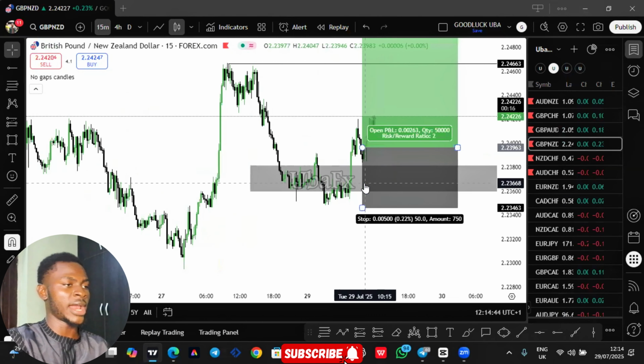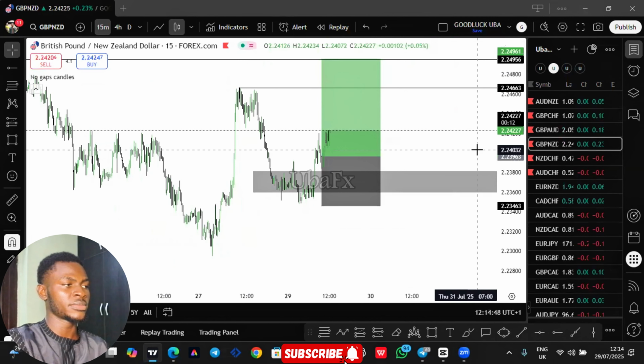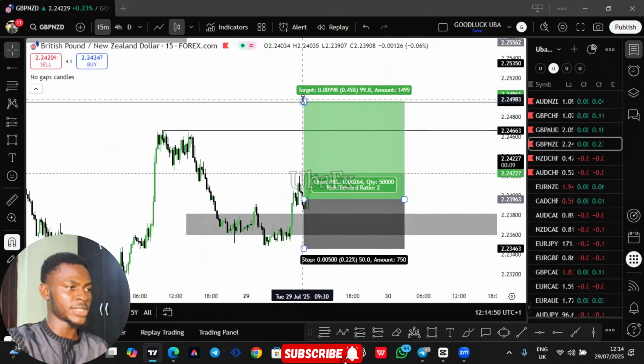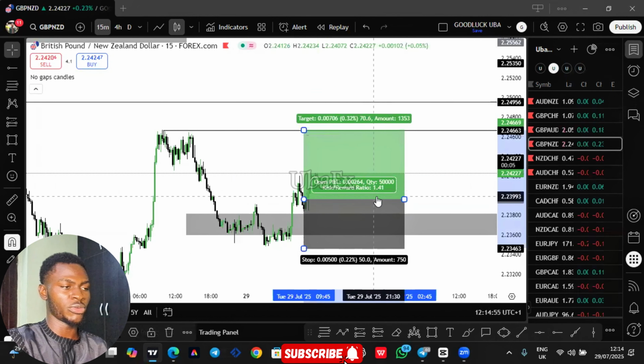So why did I do that? I realized that if I took my profits on the recent high for GBP-NZD, I'm not going to get my 1:2 risk to reward. If you look closely, my risk to reward will drop to 1:1.4.